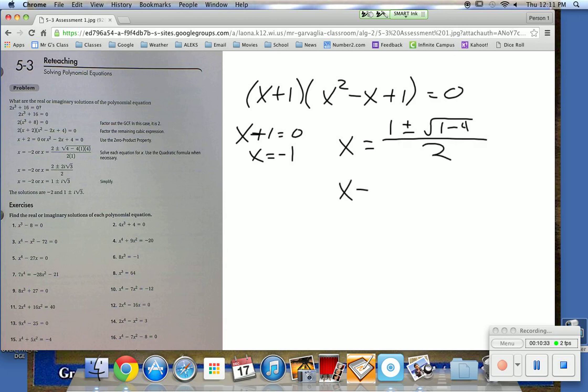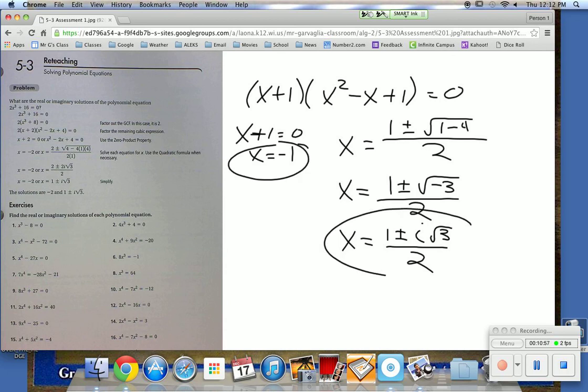X is going to equal 1 plus or minus the square root of -3 over 2. X is going to equal 1 plus or minus i square root of 3 over 2. Can we do any more with that? No, that's as far. We can't take anything more out of the square root of 3, right? We've reduced it as far as we can. So this is my x here, and this is my x here. See how we did that?